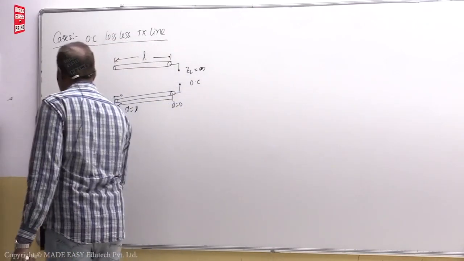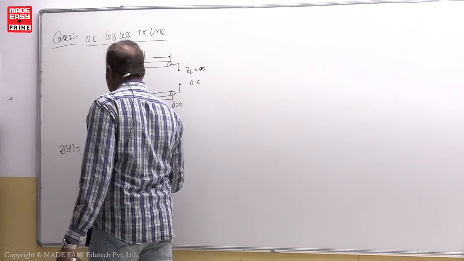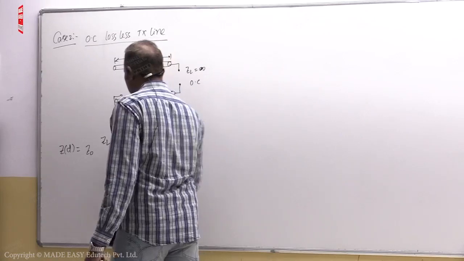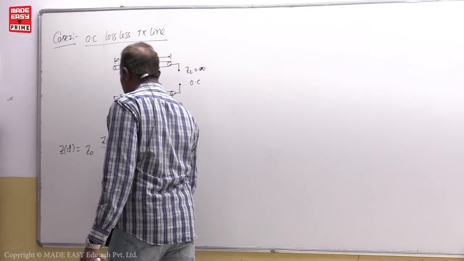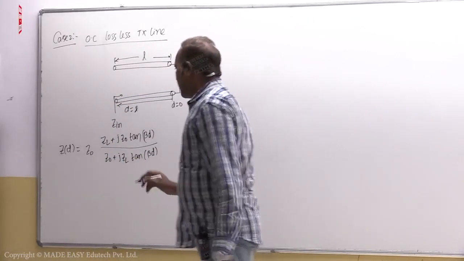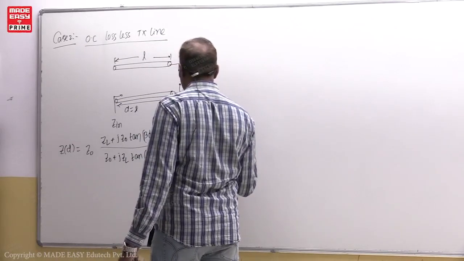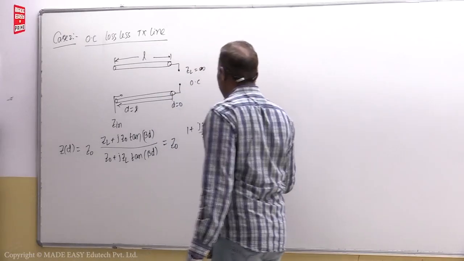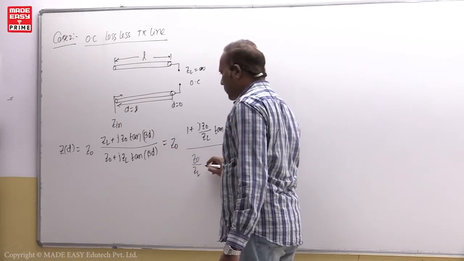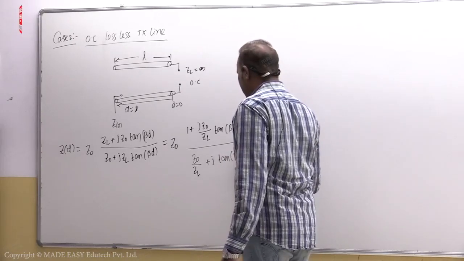Okay. Now for a lossless line, Z of d is equal to Z naught times ZL plus j Z naught tan beta d divided by Z naught plus j ZL tan beta d. Now from this what I do, I will write like this: Z naught times 1 plus j Z naught by ZL tan beta d, because we have to substitute ZL is equal to infinity, no? So that is why j tan beta d.